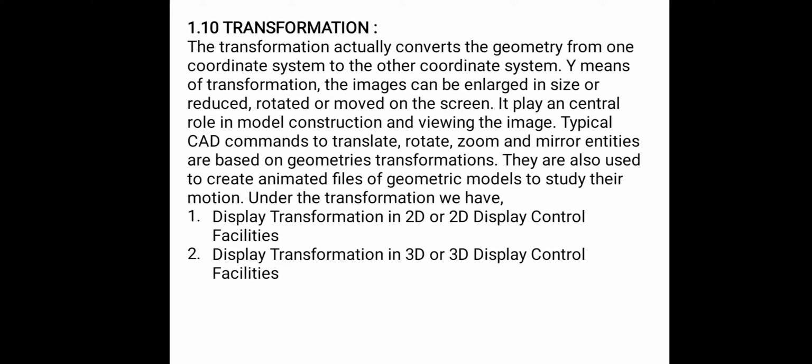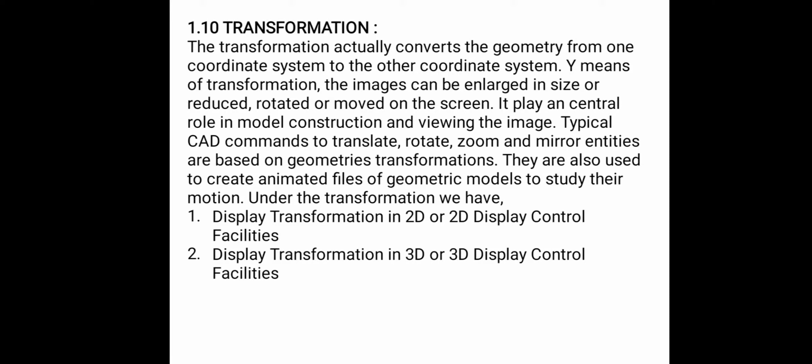Transformations. The transformation actually converts the geometry from one coordinate system to the other coordinate system. By means of transformation, the image can be enlarged or reduced in size, rotated, or moved on the screen. It plays a central role in model construction and viewing the image. Typical CAD commands to translate, rotate, zoom, and mirror entities are based on geometry's transformation. They are also used to create animated files of geometric models to study their motion.